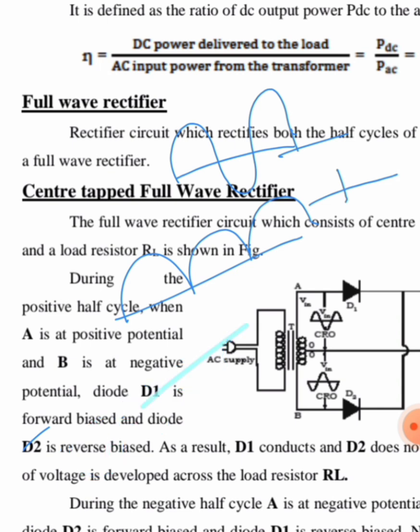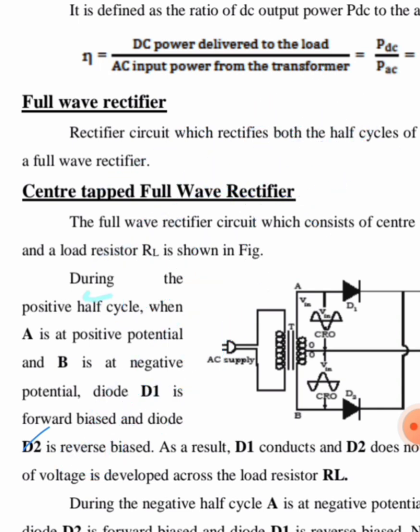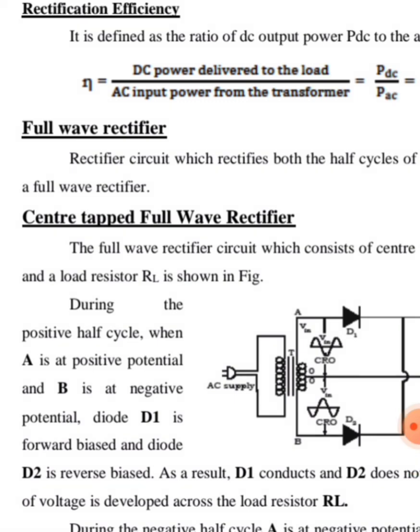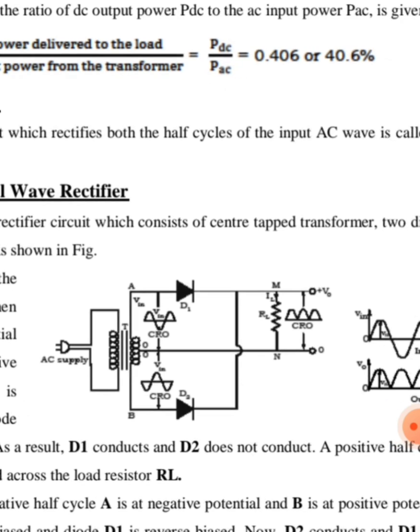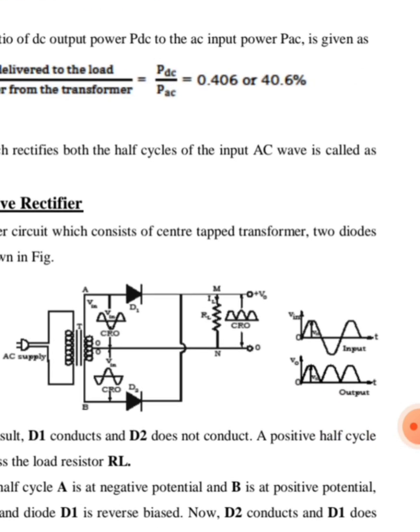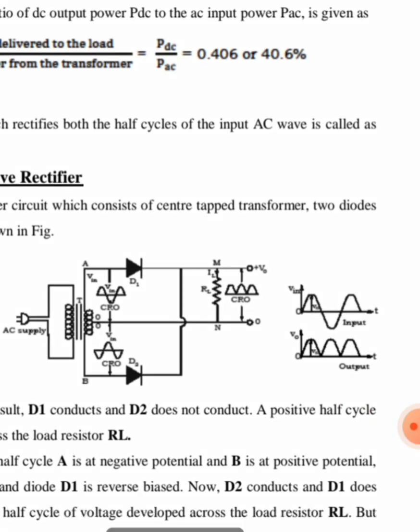And the circuits we are going to use are of two types. One is the center tapped full wave rectifier and the other one is the bridge rectifier. Now let us see the center tapped full wave rectifier. So this is the circuit we are going to use in order to construct a center tapped full wave rectifier. Here we are going to use two diodes D1 and D2, and the remaining part will remain the same. That is, we are going to use a transformer, but here it is a center tapped transformer.